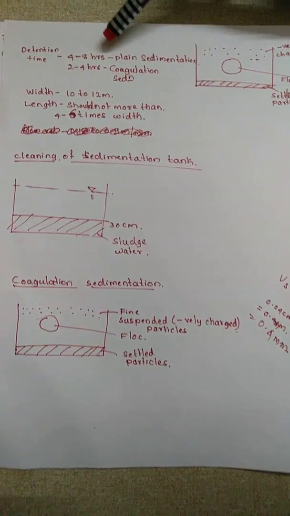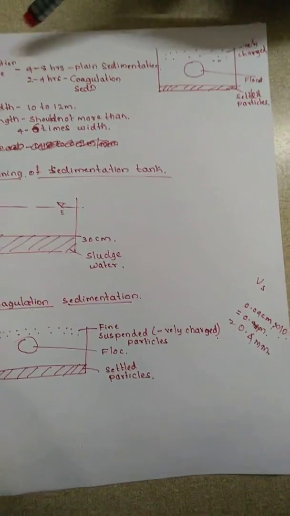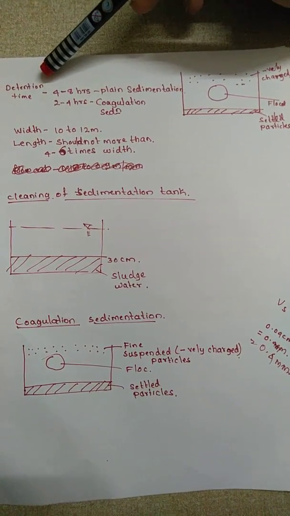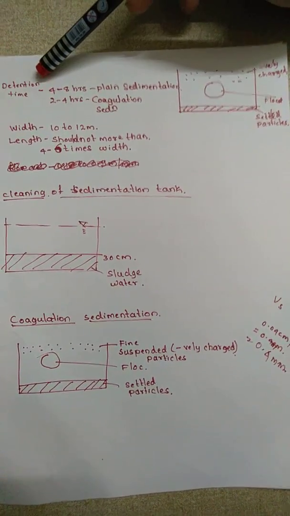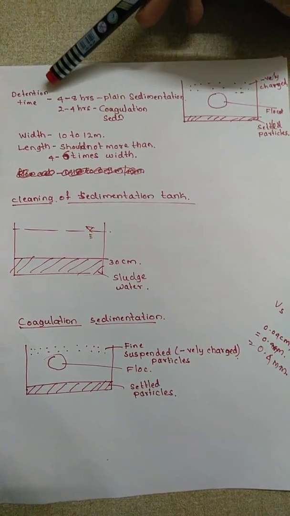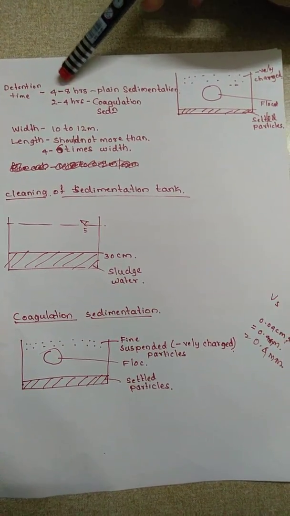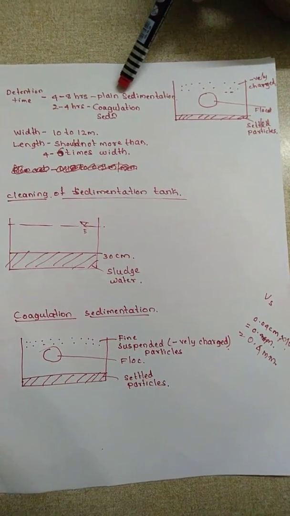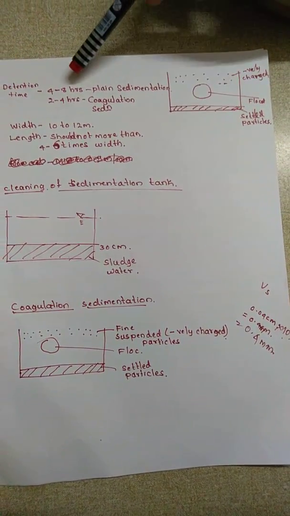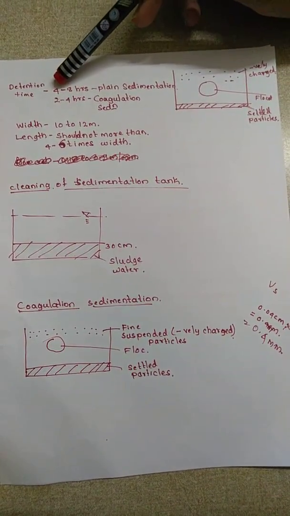For a plain sedimentation tank, the detention time should be 4 to 8 hours. What is detention time? It is the time period for which the water has to be in the sedimentation tank. For plain sedimentation, it is 4 to 8 hours. What is plain sedimentation? It is where the particles can be easily settled without adding coagulants. That is nothing but plain sedimentation. Here it is 4 to 8 hours.